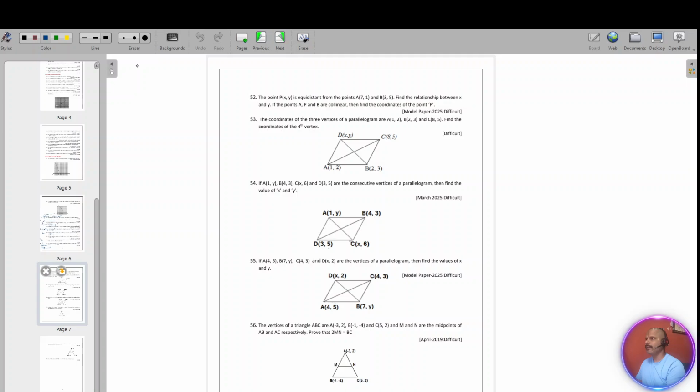52nd one. If P is equidistant from these two points, find the relation. It's the same way you have to solve 52. And the next part of the question is, if the points A, P, B are collinear, find the coordinates of P. Means A, P, B are collinear, they asked.